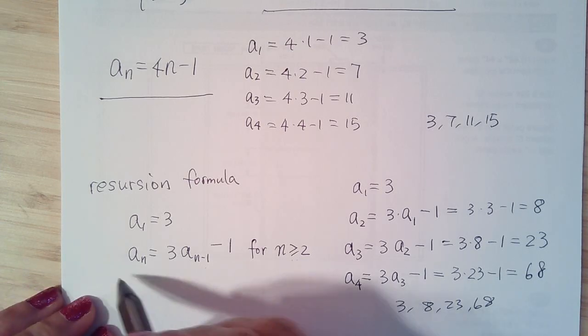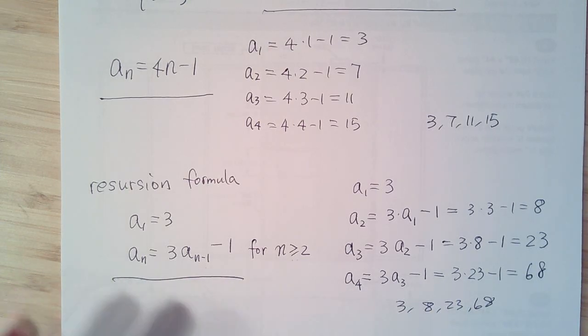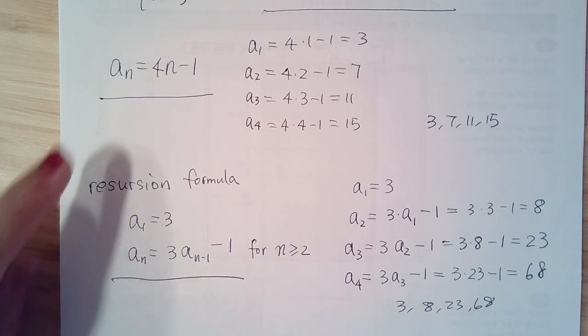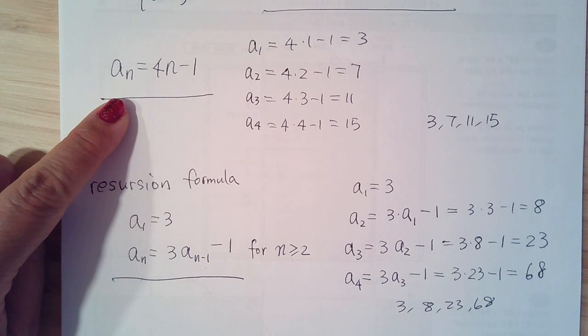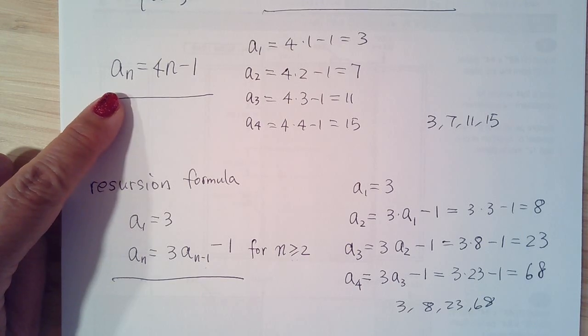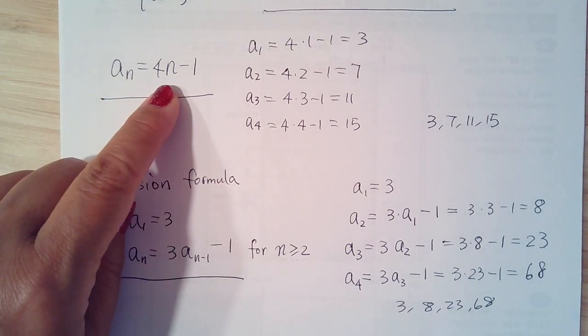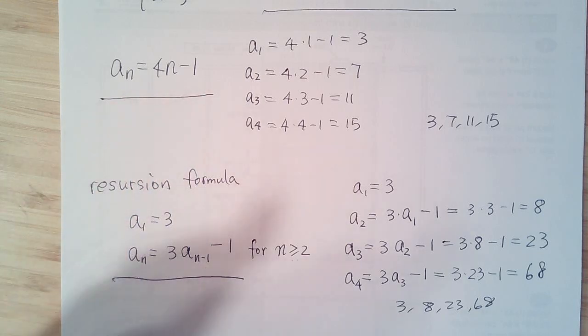Okay, if I give you this recursion formula, it's not easy to find something like a100. If I give you the formula that looks like this, what is a100, the 100th term? You just use 4 times 100, which is 400, minus 1, you get 399. But for this one, if I give you the recursion formula, it's not that easy, okay? You really have to do this one by one.